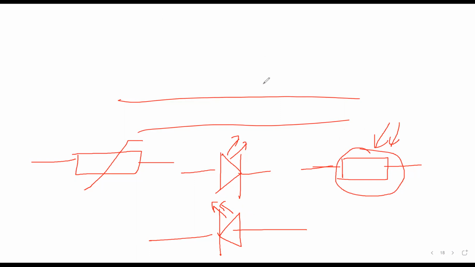Come on. He won't ask you to draw a potential divider. I draw it, isn't it drawn like this? I already showed you just now here.